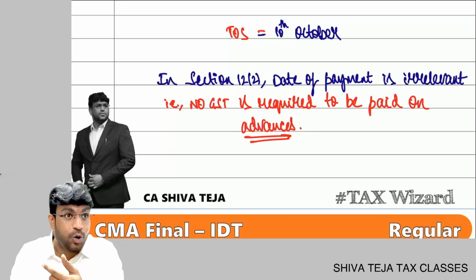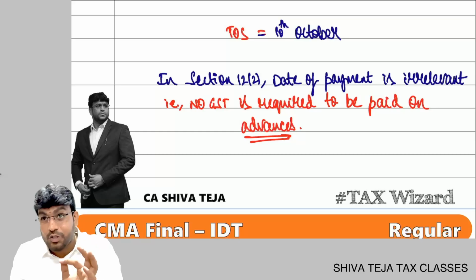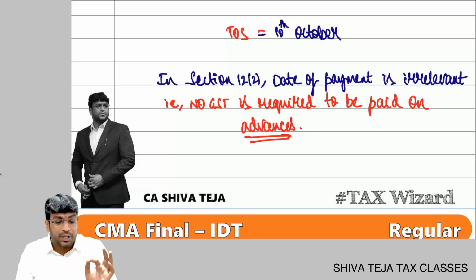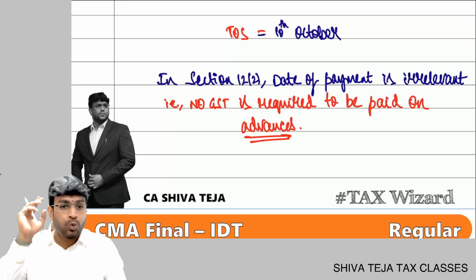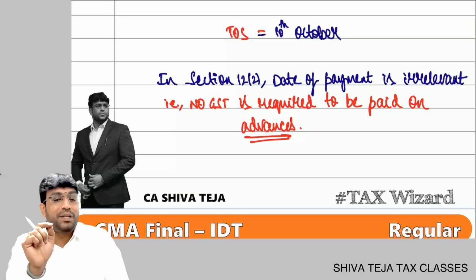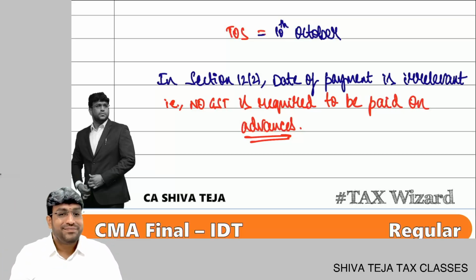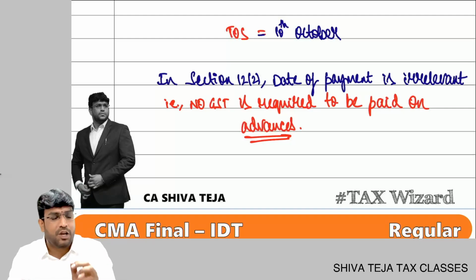But in services, when I go, I will clearly tell you on advance also you have to pay GST. And on advance GST is not required, one more time I repeat, on advance GST is not required. This concept is only and only for goods. That too in section 12.2. Don't apply the same concept in section 13 again. Are we getting clarity? Yes, sir. In section 12.2, date of payment is irrelevant. That is, there is no requirement to pay GST in case of advances.